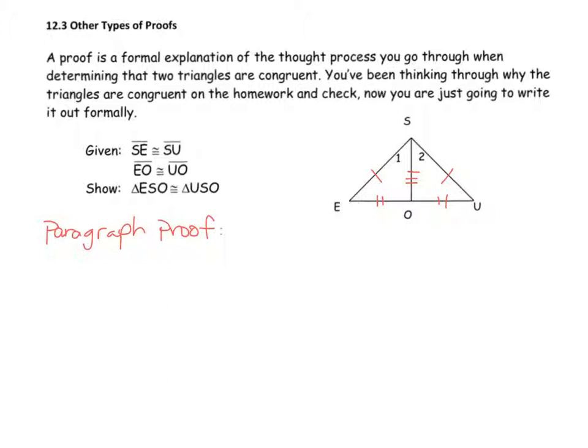So we are going to write a paragraph that just kind of says why. To start, I'm going to write down my givens, that SE is congruent to SU, and that EO is congruent to UO, and these were given. So I'm just going to say SE is congruent to SU and EO is congruent to UO because they were given.